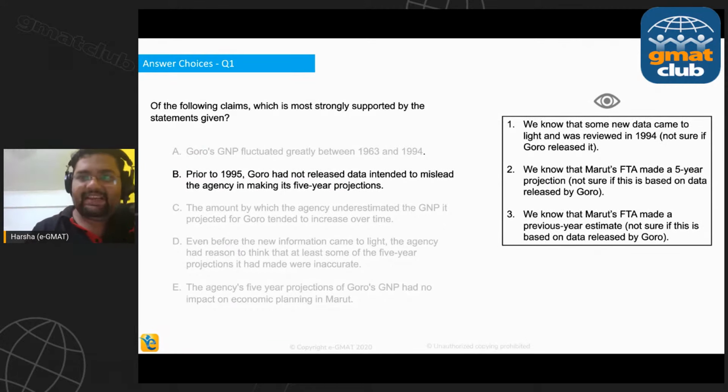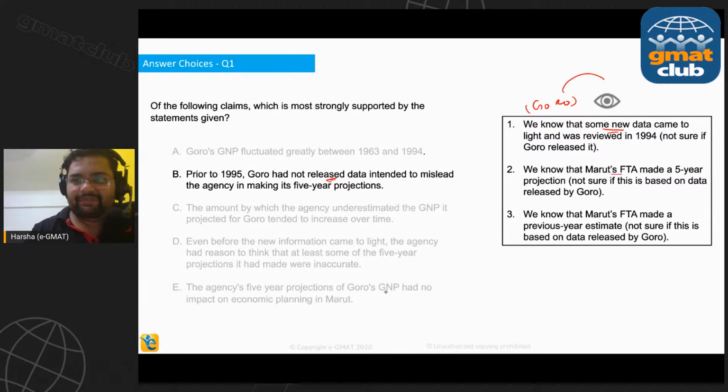All I know is, okay, some new data came to light. So some new data became available about Goro. We have no idea if Goro was the one who released this data. This data might have come from some other source, not Goro. Also, come to that second line.